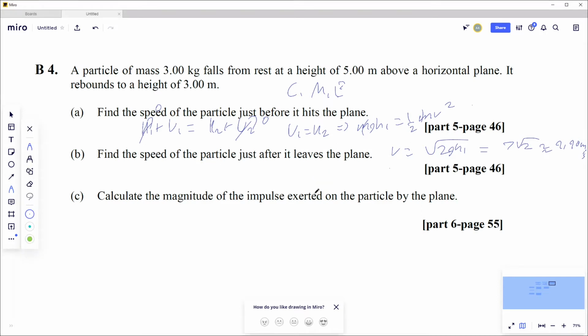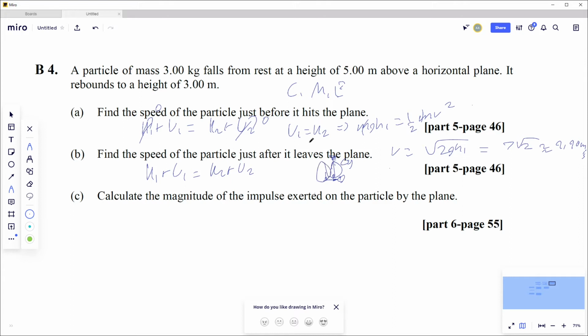And so for the next one we want to find the speed of the particle just after it leaves the plane. So that will be basically state, so let me write them, k1 plus u1 equals k2 plus u2. So it's like this, it hits and then it rebounds. The very instant it rebounds, this is state 1. State 2 is going to be where it reaches its maximum height. This is how we do conservation.